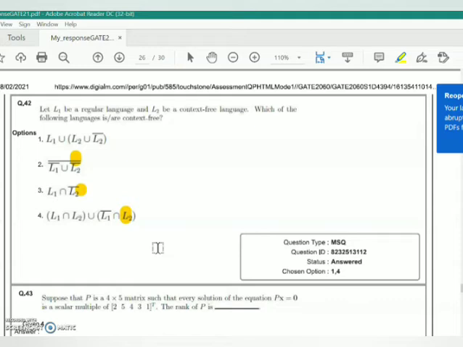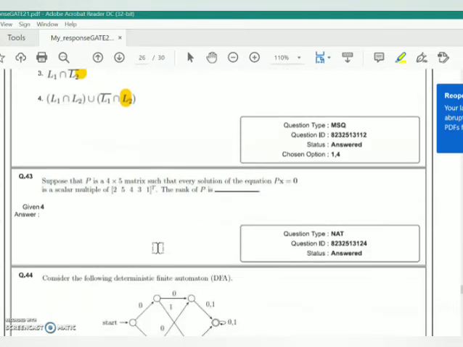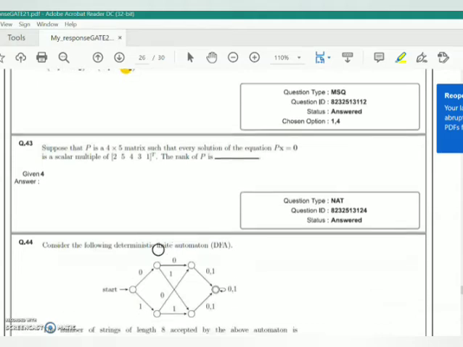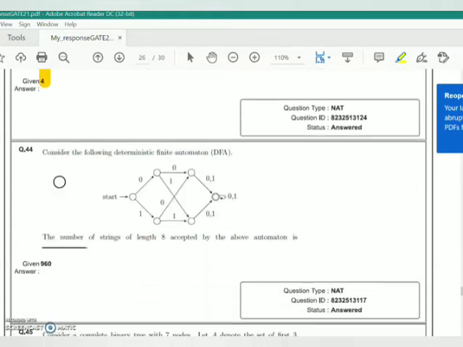In question number 43, we have to calculate the rank of P. The P matrix is 4 by 5. Px equal to 0, with 2, 5, 4, 3, 1 transpose as a scalar multiple given. So the number of independent columns minus 1, we get 5 minus 1, 4.